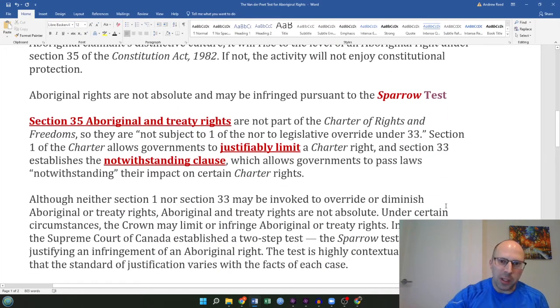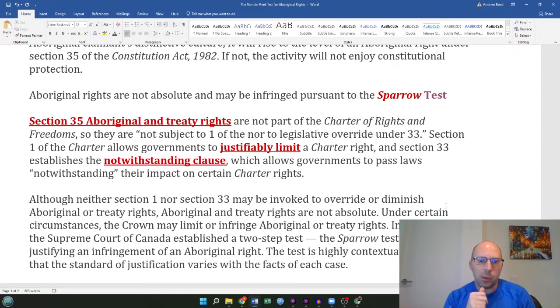Aboriginal rights are not absolute, and they may be infringed pursuant to the test from the Sparrow case. So, Section 35 Aboriginal and treaty rights are not part of the Charter of Rights and Freedoms, so they are not subject to legislative override under Section 33. Section 1 of the Charter allows governments to justifiably limit a Charter right, and Section 33 establishes the notwithstanding clause, which allows governments to pass laws notwithstanding their impact on certain Charter rights. But Section 35 is not part of the Charter.